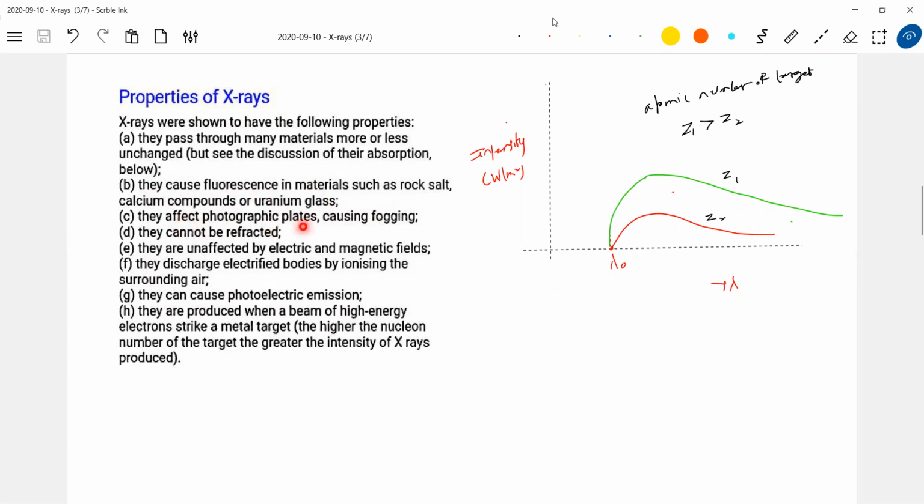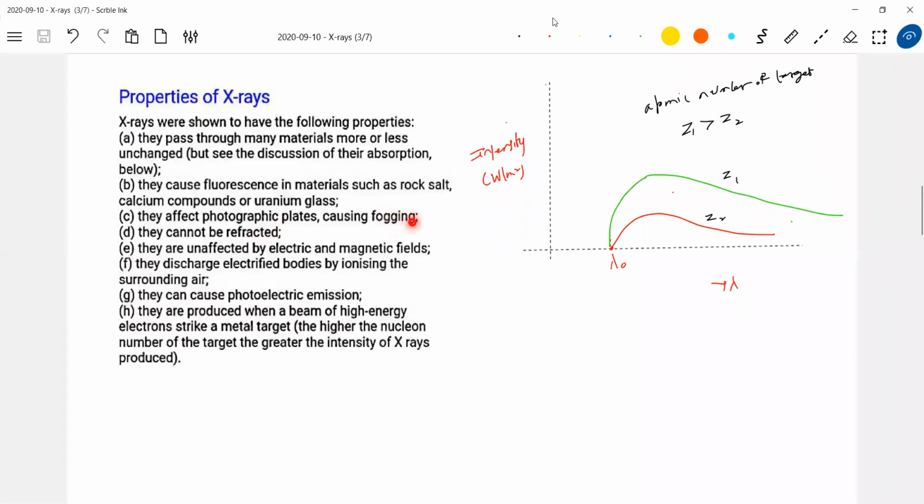Next, they affect a photographic plate, causing fogging. I think that's what we use in X-rays, no? So what is the photographic plate? A layer will be formed. When these X-rays collide, that particular layer will be disturbed where the X-rays are incident. So just have an idea about that.